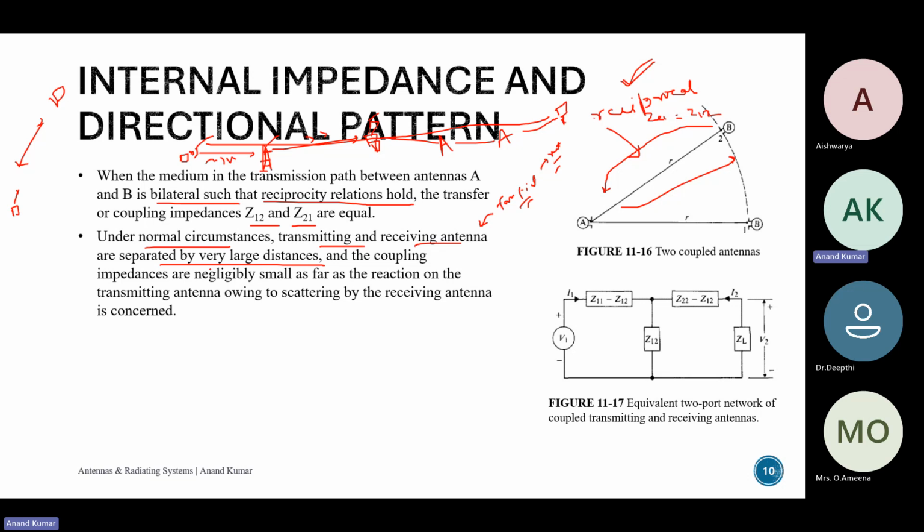So it is very far, and the coupling impedances are negligibly small. The amount of coupling which is happening is very small. As an example, the amount of power which we usually receive on our cell phones is in the order of minus 50 dBm to minus 70 dBm. That's the amount of power our cell phone antennas receive, which is very, very small.